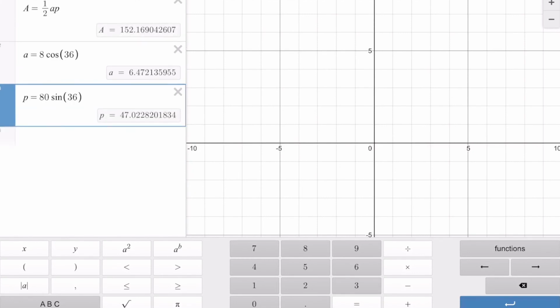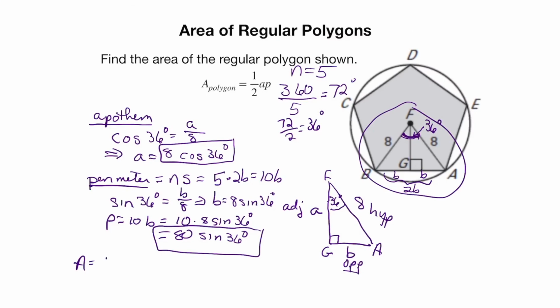And then like magic, if I look back up to the top one, A is 152.1169, etc. And if I round that to the nearest tenth, that's 152.2. So we can now put that in our solution. The area, which is 1/2 AP, is approximately 152.2 square units. And that's basically all there is to it. Hope this was helpful. Thank you for watching.